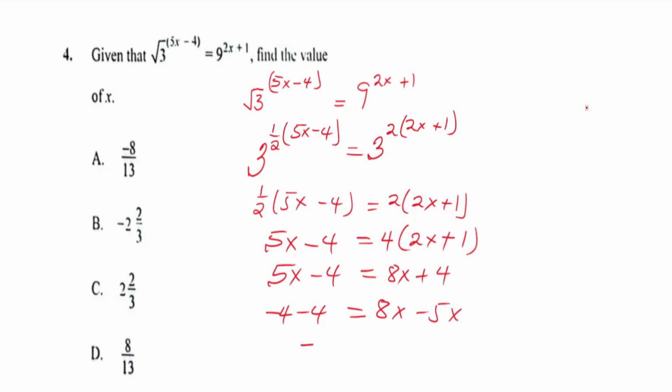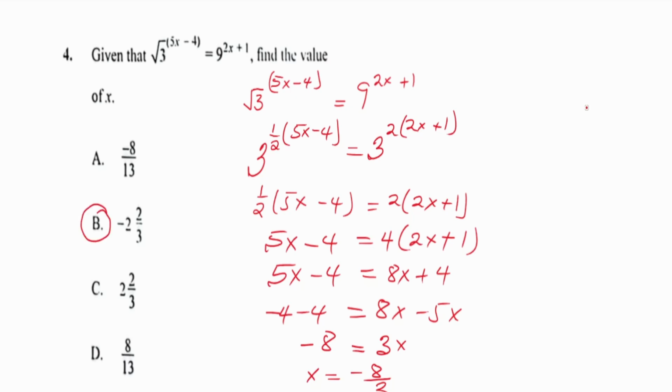Then negative 8 will be equal to 3x. Dividing both sides by 3, we have x equal to negative 8/3. Looking through the options, all the options here are either proper fractions or mixed fractions. So the answer, as you can see here, is option B.